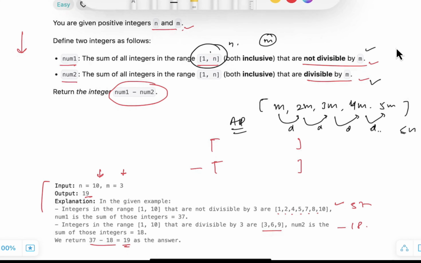Okay. So what I have analyzed so far is the range is from 1 to n, and what I need to find out is nums1 and nums2. And what is nums2?